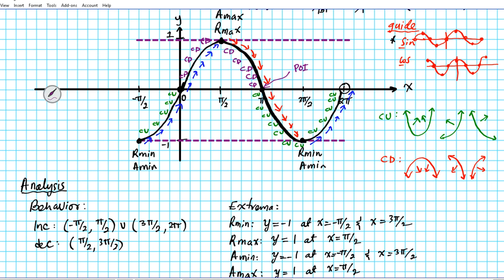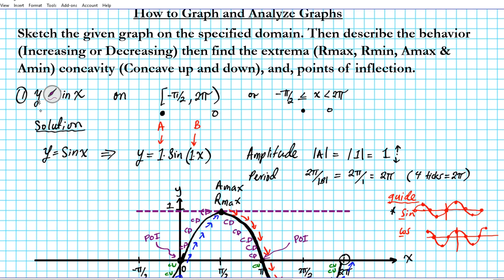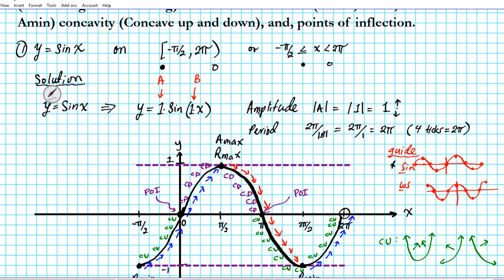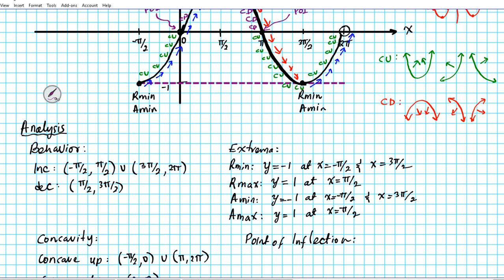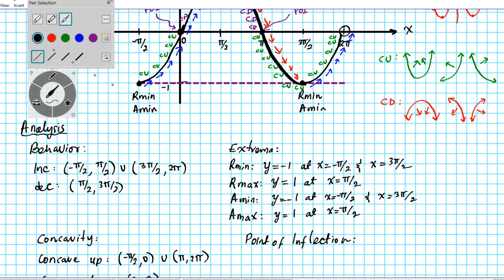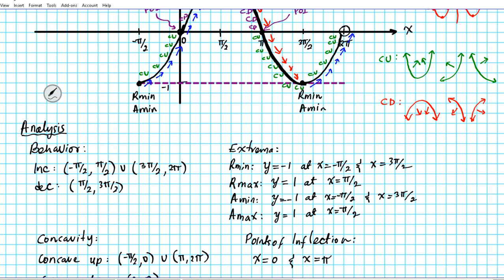Do you see another POI on this graph? At 0, you have a point of inflection. Why is that? Because you're changing from concave up to concave down. So let's go ahead and specify what our points of inflection are in this graph. There are two of them: points of inflection at x equals 0 and x equals pi.